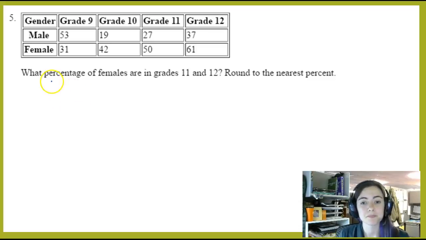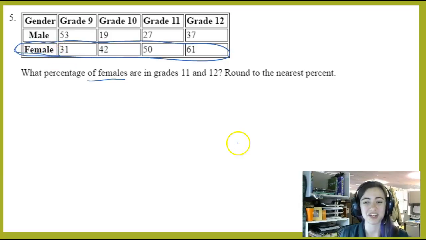So again, it's mistake. So we're looking for percentage of females in grades 11 and 12. It says percentage of females. So remember, we're just looking at females. So even though this table has males, it's not really important to this question right now.